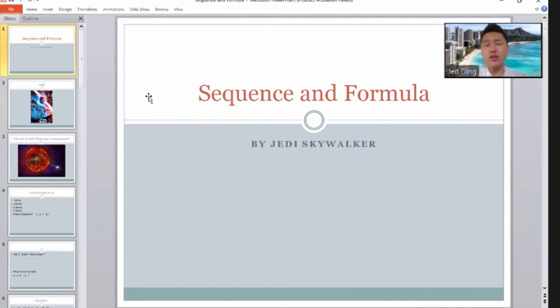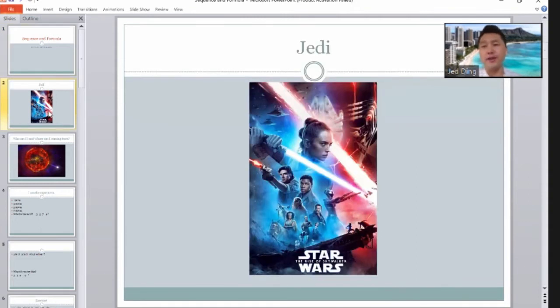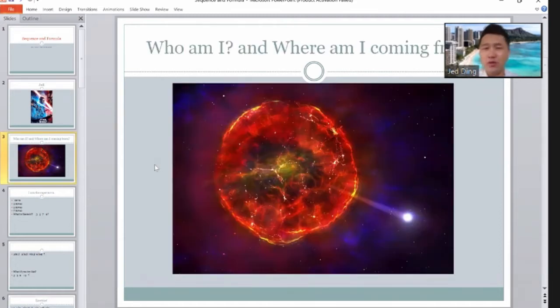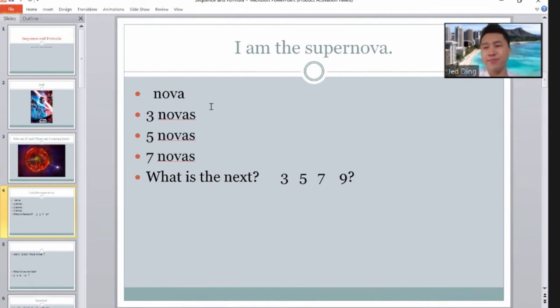So in my galaxy, we have a lot of stars. We call it a nova or supernova. It looks something like this. In my galaxy, in total we have three novas. But in the galaxy close to us, they have five novas. And in the third galaxy, they have seven novas. So my question to everybody is, how many stars or novas will there be in the fourth galaxy?